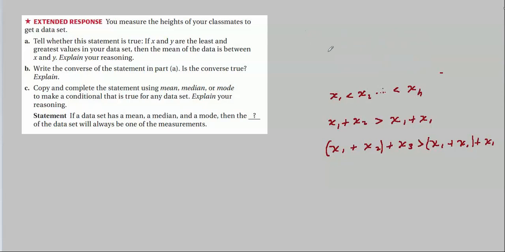Well, first, let's see if the mean would be greater than the minimum. There's only one thing we need to add to this statement before we get started. X and Y are the least and greatest values in your data set. Well, suppose X and Y are the same number. We didn't say that there are more than 2 values in the data set, and we did not say that X and Y are distinct.